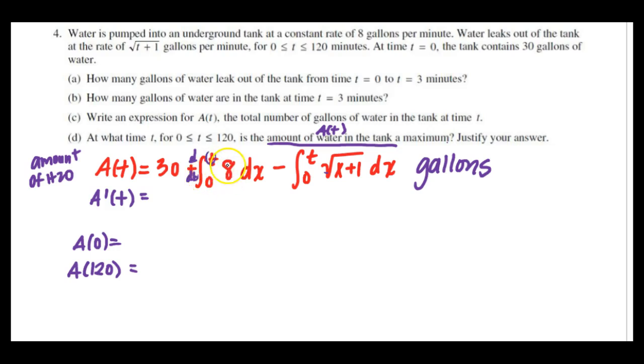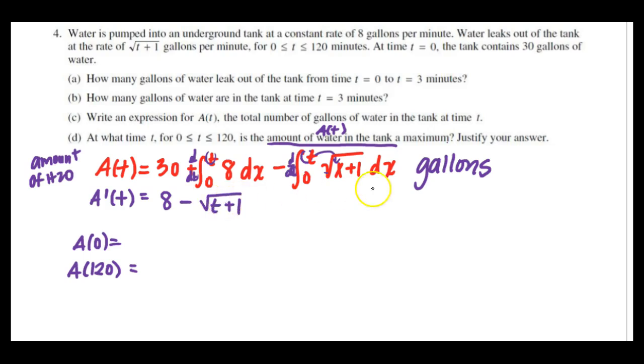So the derivative of this would just be 8, because there is no t to plug it into, so it would just be the function 8. So 8 is the derivative of this accumulation function, and now I have to take the derivative of this one, so imagine again sneaking a little d/dt in here, so the t's match, this t goes into this x, so it would be minus the square root of t plus 1. So A prime of t is 8 minus the square root of t plus 1.